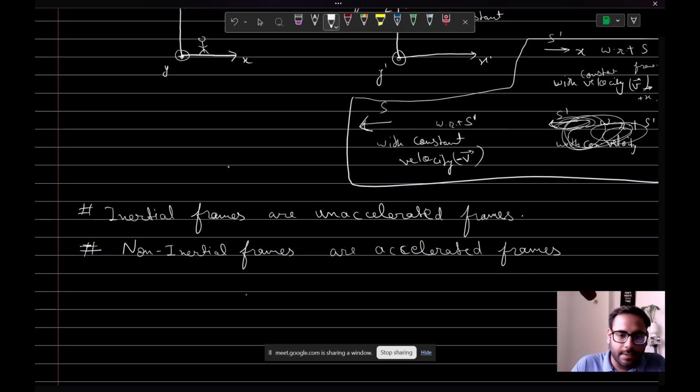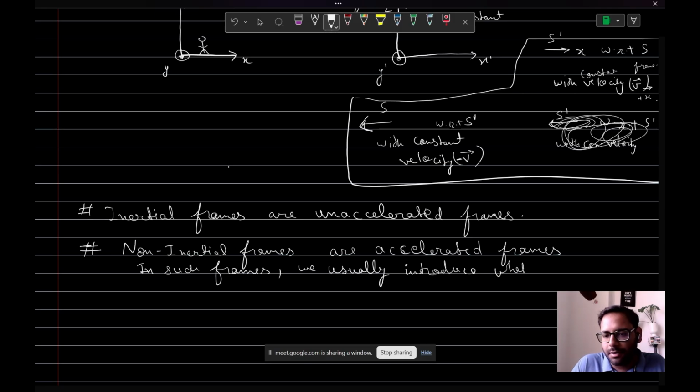In such frames we usually introduce something. What do we introduce in such frames? Can anyone guess what we call it? Pseudo force. Yeah, what we call fictitious or pseudo forces.